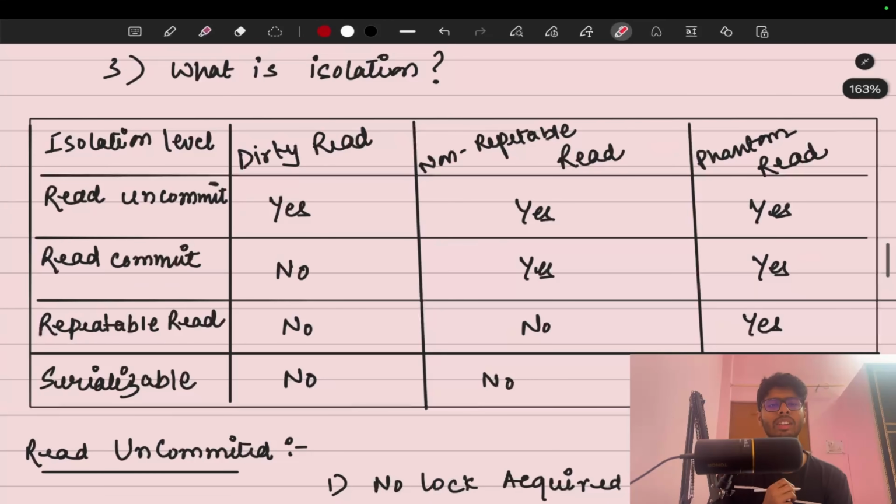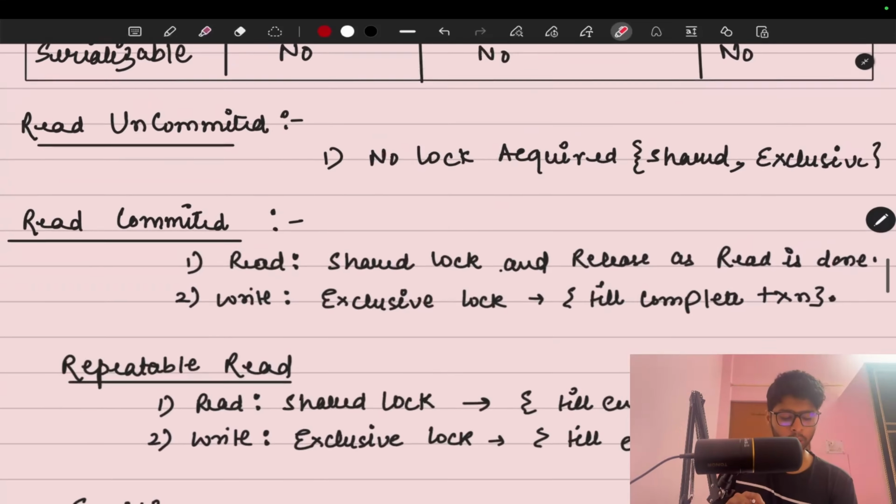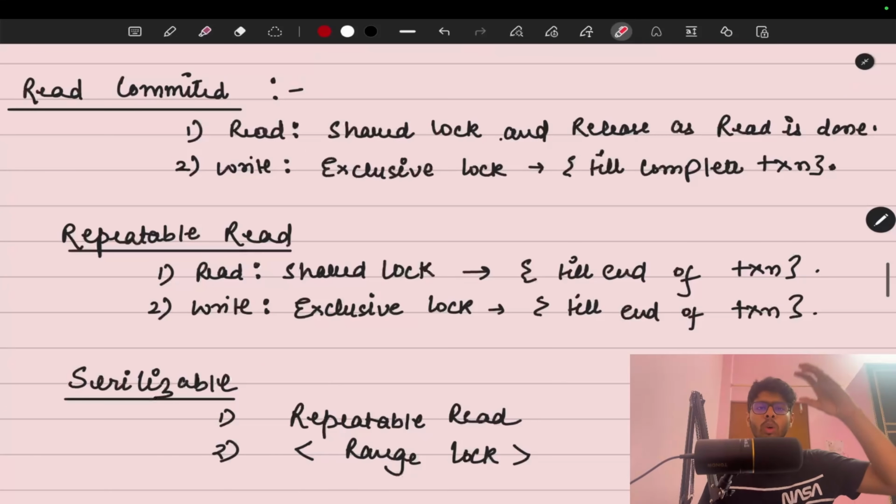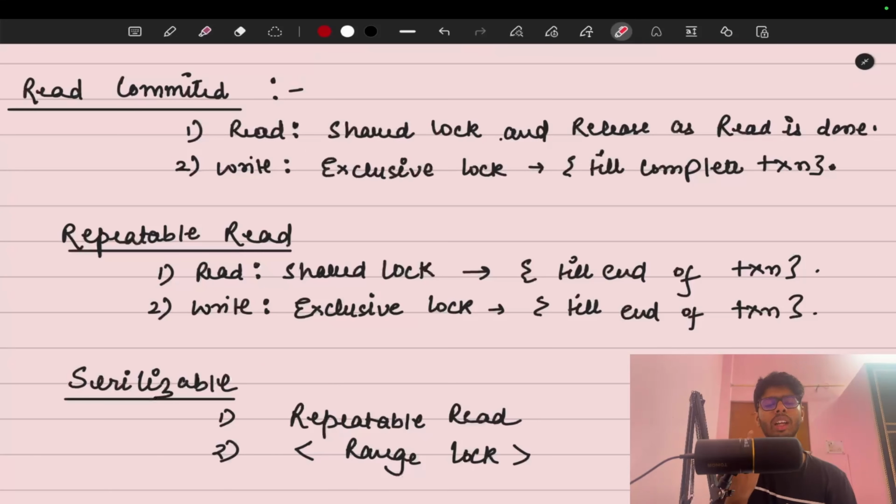Now let's understand the third point, that is repeatable read. Repeatable read says that we are going to acquire a shared lock for the whole transaction, and we are going to take an exclusive lock also for the whole transaction.